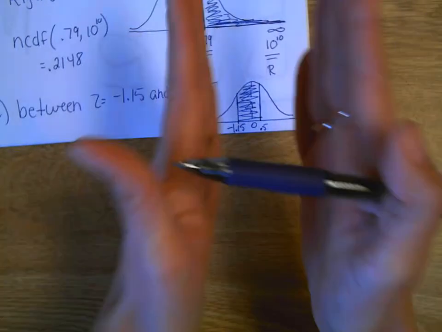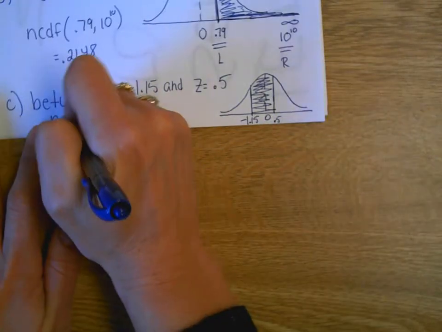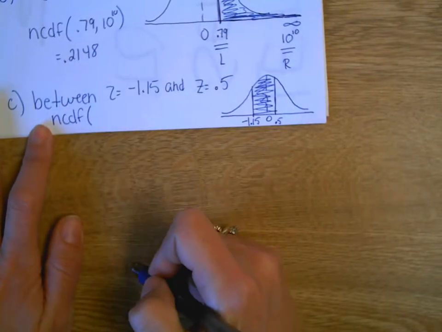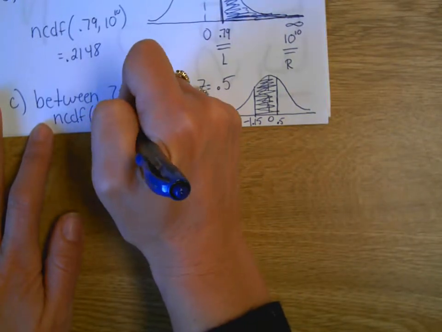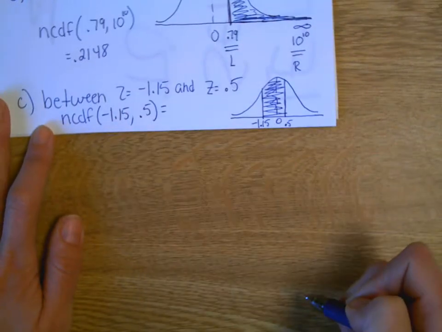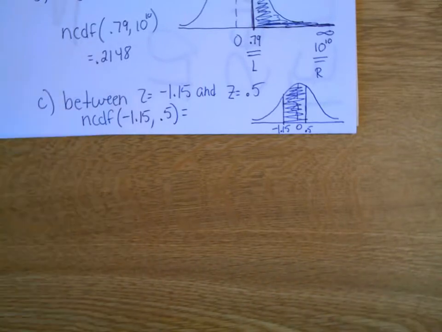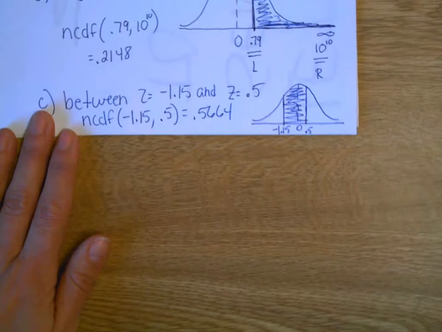So you use your NCDF, left to right, left edge to right edge. What's my left edge of the shaded region this time? Negative 1.15. And the right edge? 0.5. Negative 1.15, comma, 0.5. 0.5664. How about you guys? Yep. Okay, so NCDF is easy to use. You just have to feed it two z-scores.